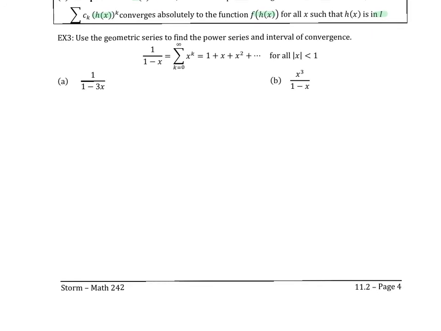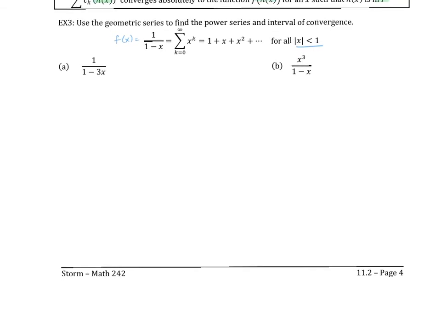So let's look at example 3. We have our power series 1 over 1 minus x, so that's just the sum of x to the k. I'm just going to call that my function, f of x. So this series converges to 1 over 1 minus x, which is a function of x. Its interval of convergence is the absolute value of x less than 1. In part A, I have this expression 1 over 1 minus 3x. So notice I don't have x, I have 3x. Well, we could look at that 3x as my h of x.